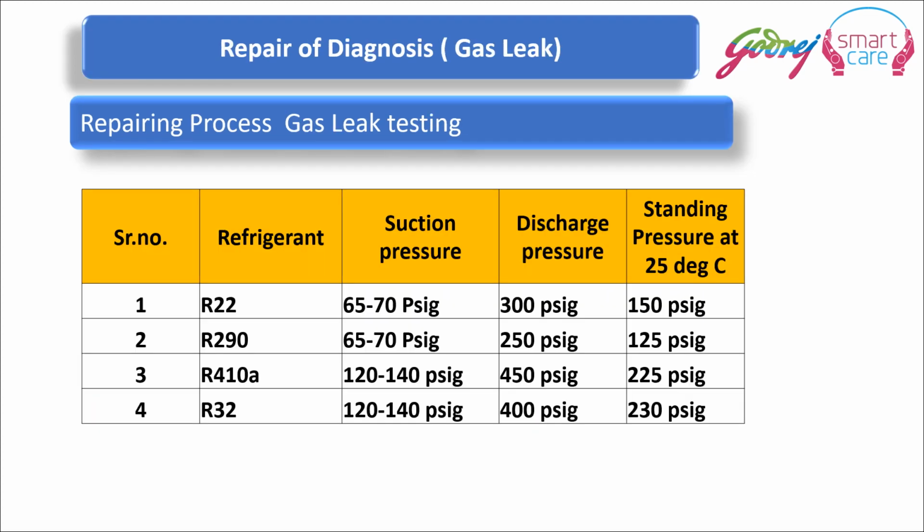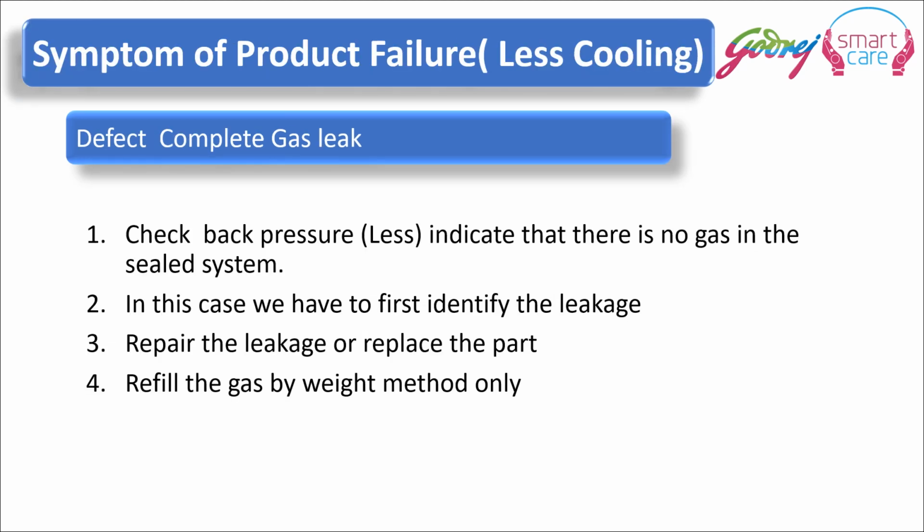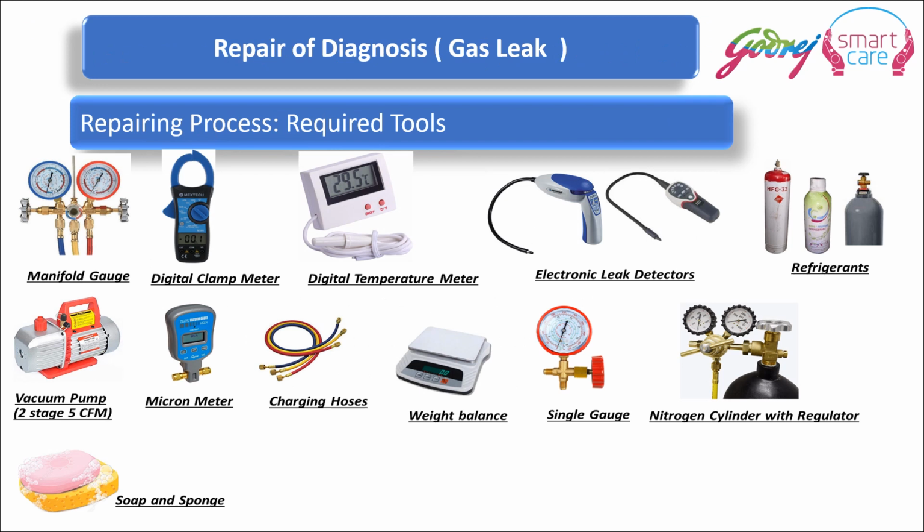We check for gas leakage. We have to check for the respective refrigerant pressure. In case of complete gas leakage, we have to check the back pressure, which indicates that there is no gas in the sealed system. In this case, we have to first identify the leakage, repair the leakage and replace the parts. Refill the refrigerant by the weighing method only.